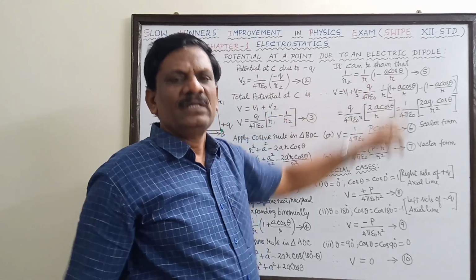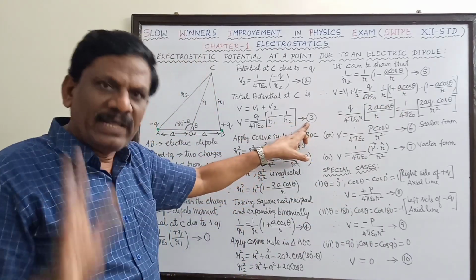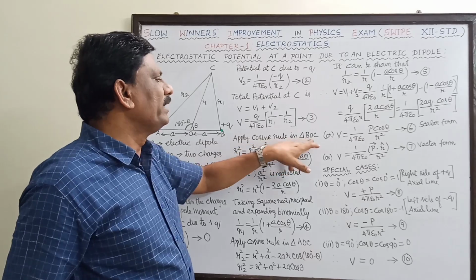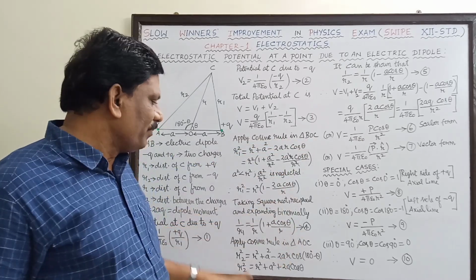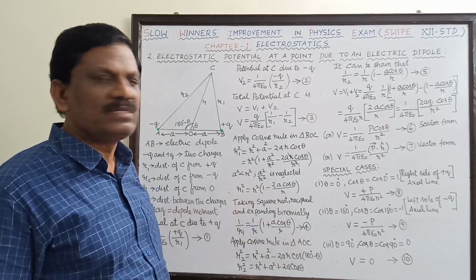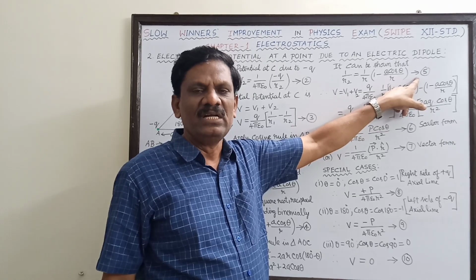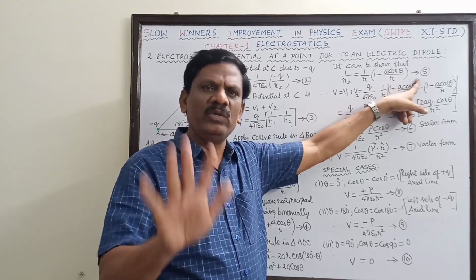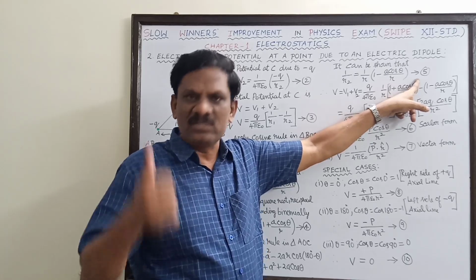So you recall up to equation 3, you write, then applying the cosine rule in triangle BOC, straight away you write equation 4. Next, applying the cosine rule to the triangle AOC, straight away you go for equation 5, because it's a very lengthy derivation. So up to 5 equations only you write. The in-between working you don't write.